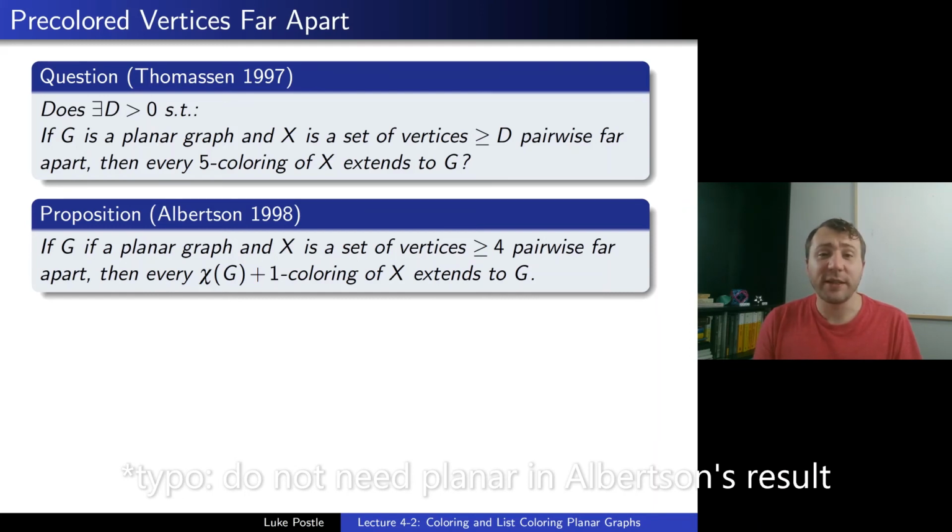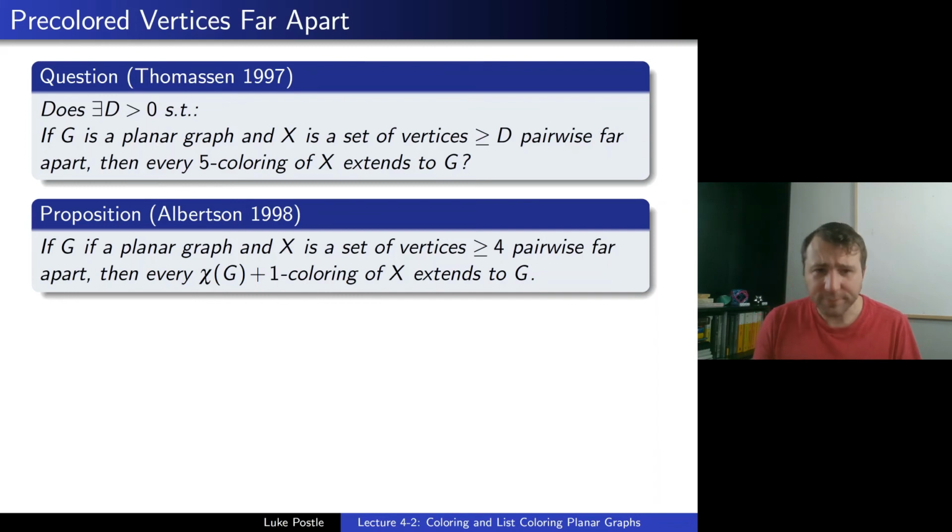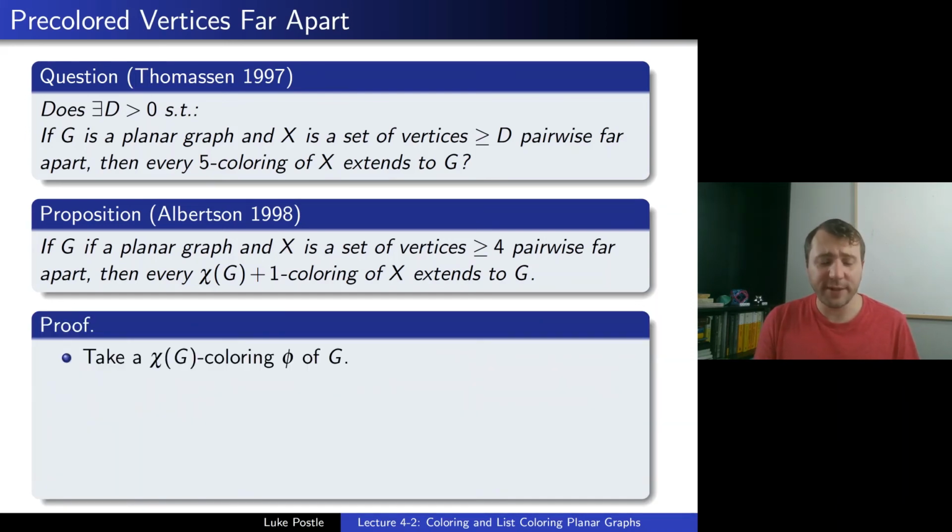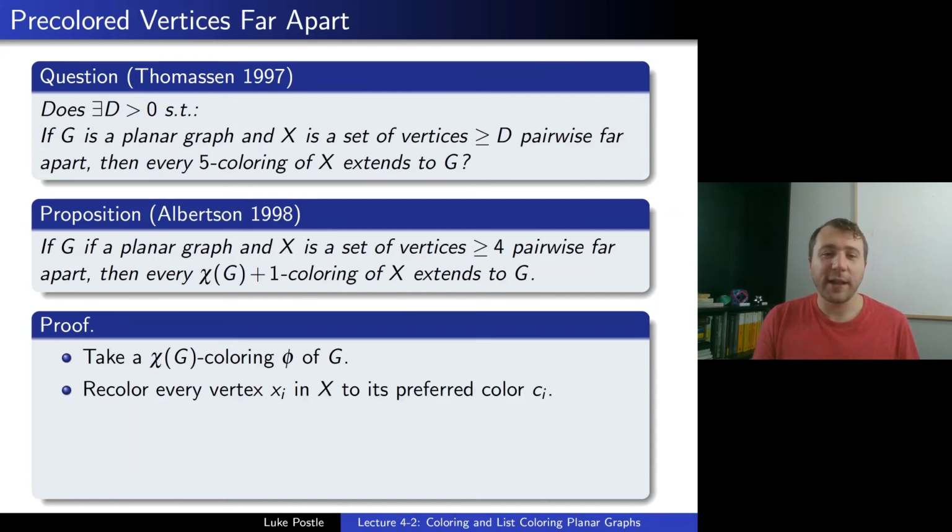So actually you don't even need planar here, and I'll show you why. This just works for every graph. You can always allow precolored vertices as long as they're distance four apart. And the proof is, take a canonical coloring. Okay, great. Then what? Well, now you have these vertices in X, let's call them x_i, they have some preferred color c_i, so you need to recolor them.